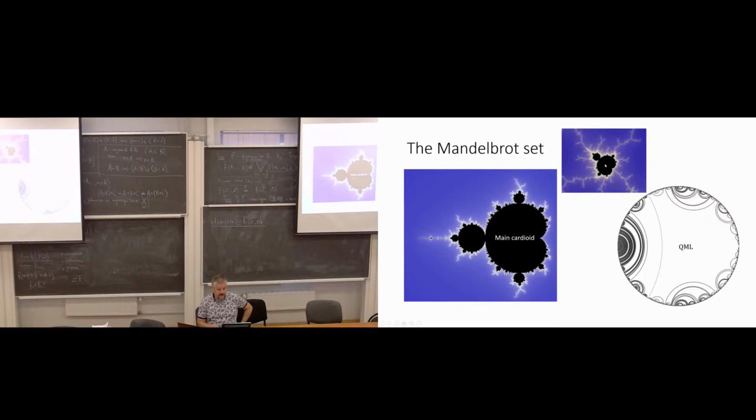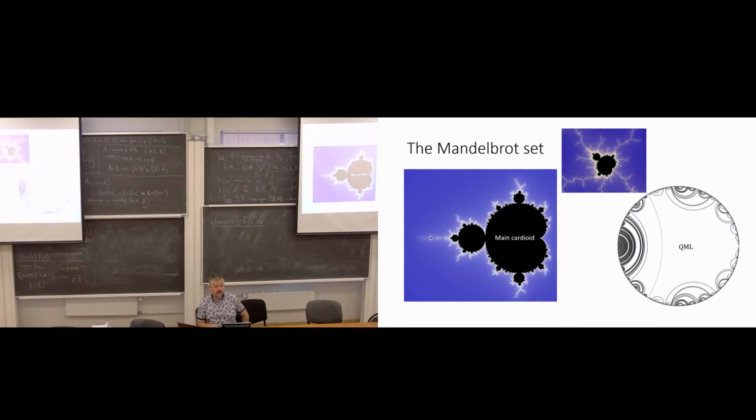Another funny thing: this is one of the copies of the Mandelbrot set that you see in the Mandelbrot set itself. So this is another instance of self-similarity of the Mandelbrot set. And what you see as the QML here is a lamination, not an invariant lamination, but a lamination that represents the Mandelbrot set. So you can define it very explicitly. There is a very explicit construction that allows you to draw all these chords and polygons.